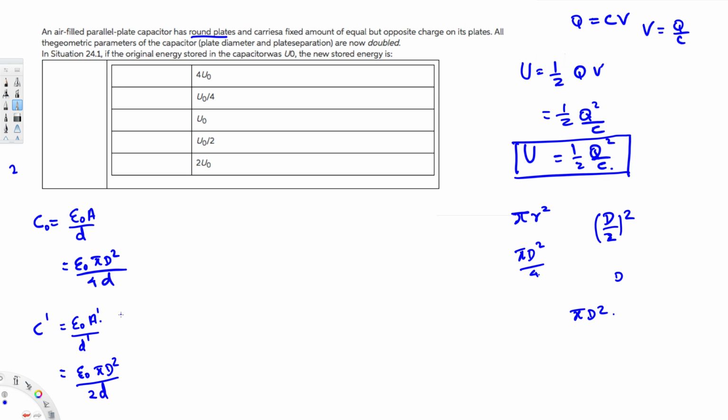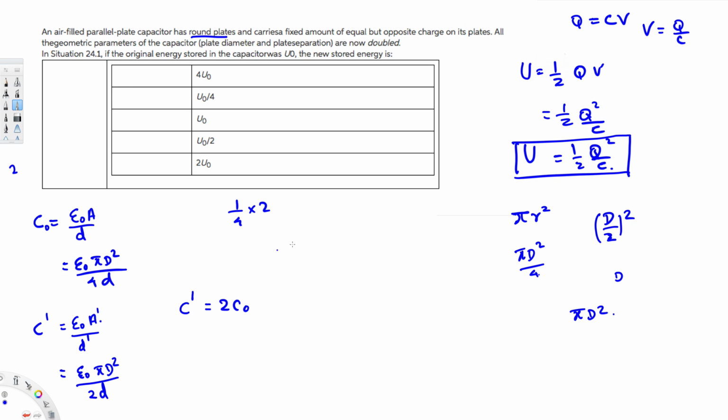Let's now compare these two. We have 1 over 2d here, and 1 over 4 there. If you see, this is actually 2 times this one: if you multiply 1 over 4 times 2, you will get 1 over 2. So C prime is equal to 2 times C naught, right? This is the relationship we have formed between these capacitances.